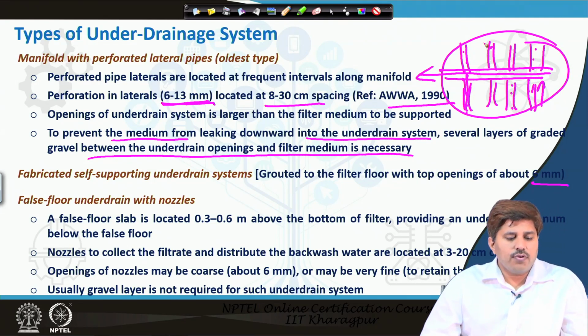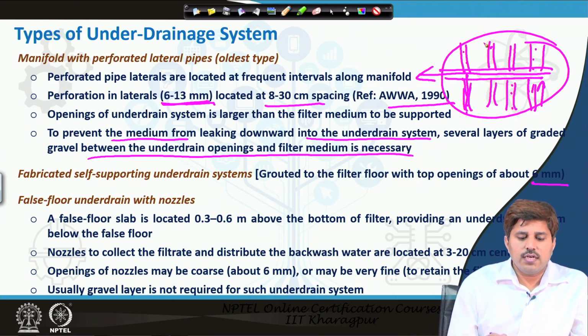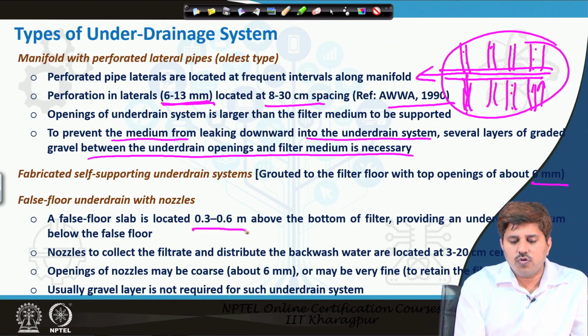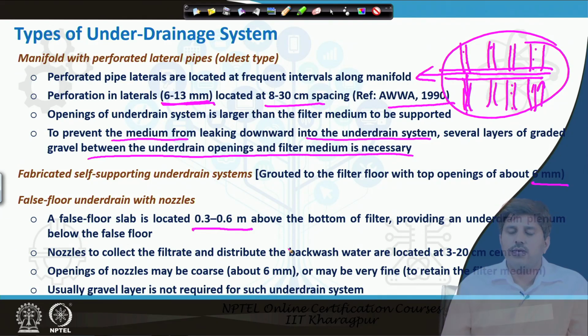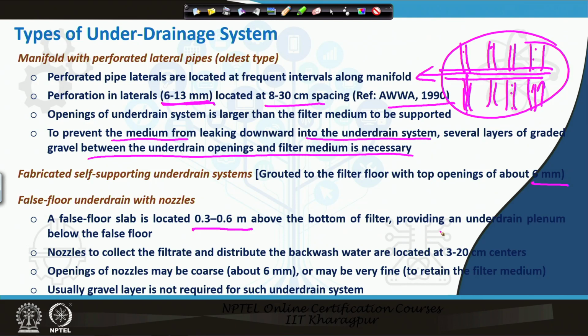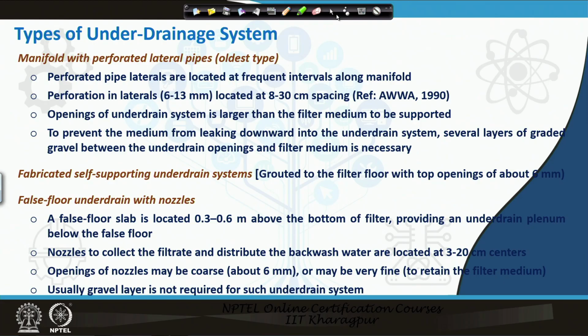Then there is a false floor under drainage with nozzles, which is basically a slab located at 0.3 to 0.6 meter above the bottom of the filter, and that is why we call it a false floor. It provides an under drain plenum below the false floor. Nozzles collect the filtrate and distribute the backwash water, and are located 2 to 30 centimeters from center to center. The opening of the nozzles may be coarse, about 6 mm, or may be very fine to retain the filter medium. Usually a gravel layer is not required in this false floor under drainage system, so we can get away with that layer as well.